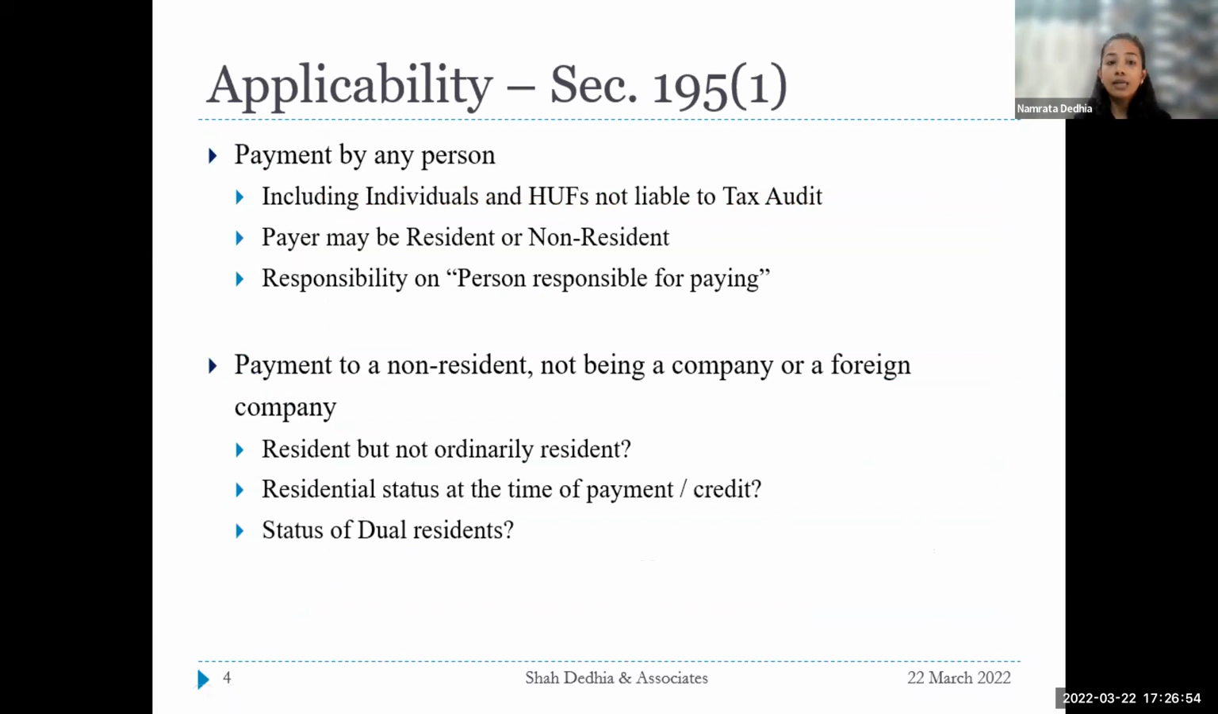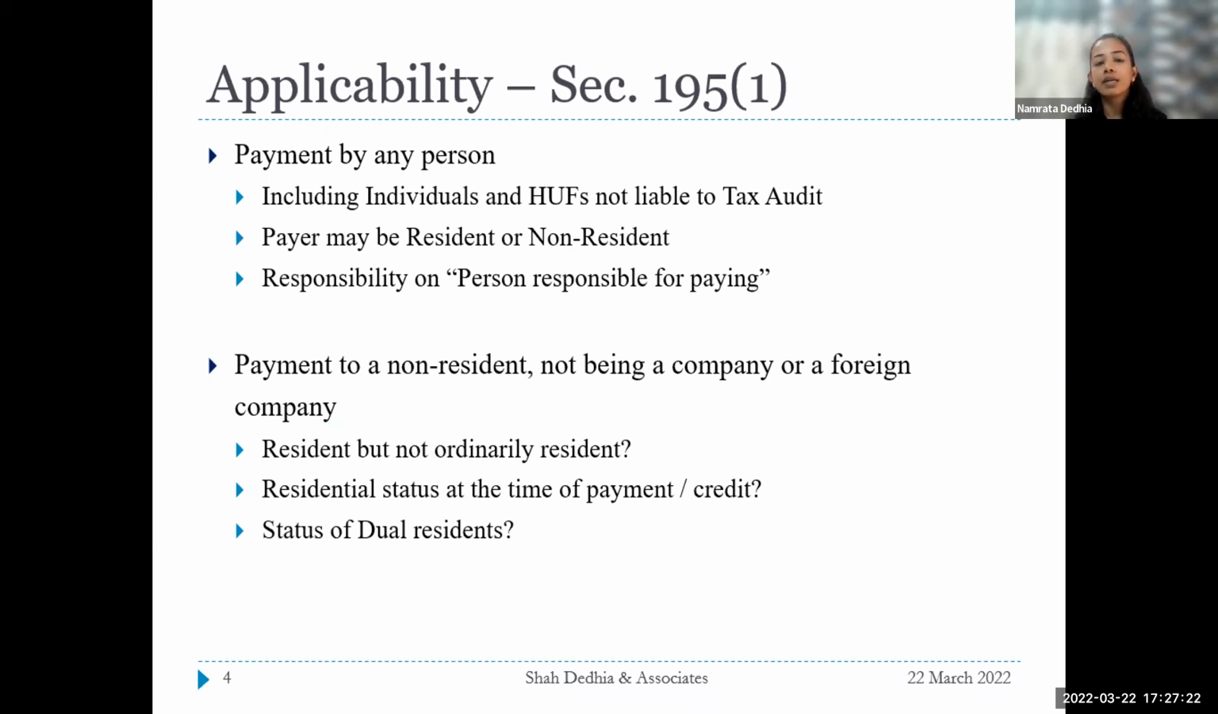So a little more in detail, some of these we have probably already spoken about. So payment by any person is covered, including individuals or HUFs who are not liable to tax audit. Now this condition is linked to turnover rather than tax audit. Then payer can be a resident or non-resident, both. The responsibility of deducting TDS is on the person responsible for paying.